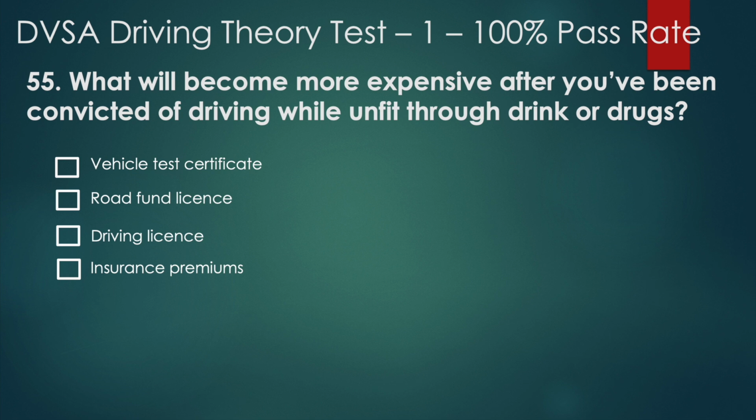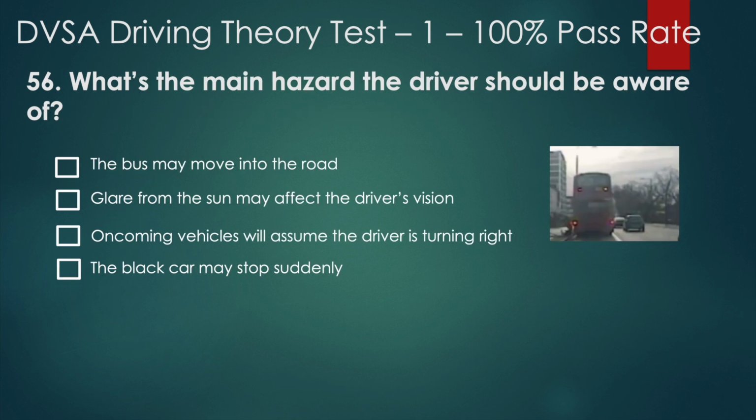55. What will become more expensive after you have been convicted of driving while unfit through drink or drugs? A. Vehicle test certificate. B. Road fund license. C. Driving license. D. Insurance premiums. And the answer is D. Insurance premiums.